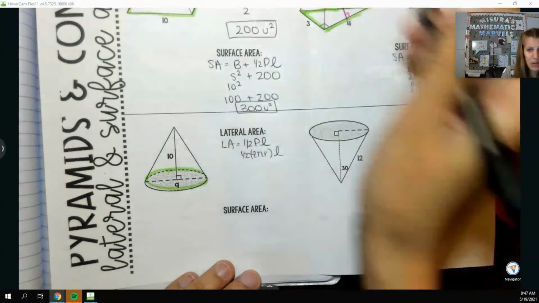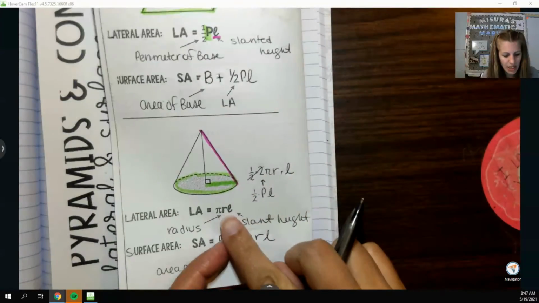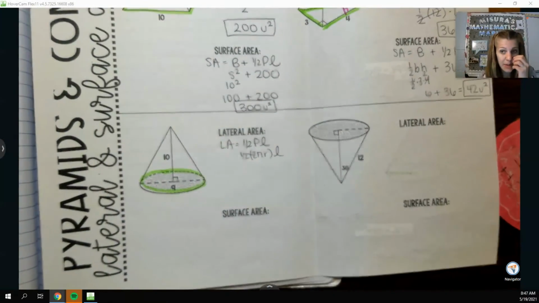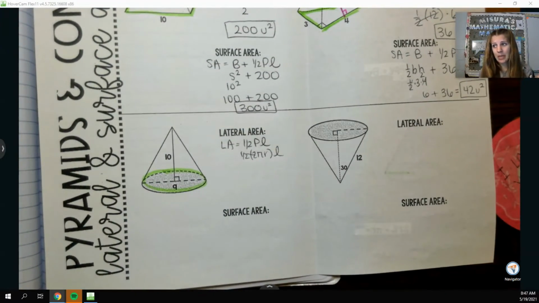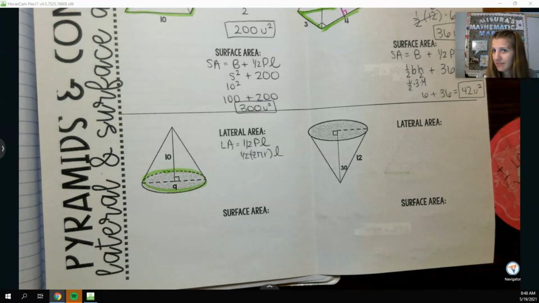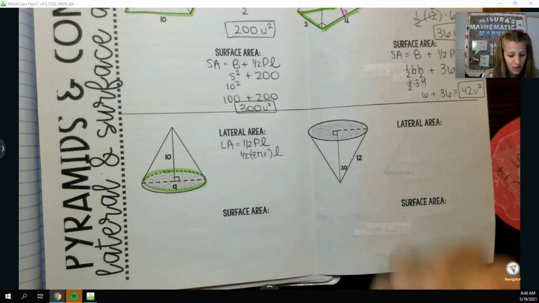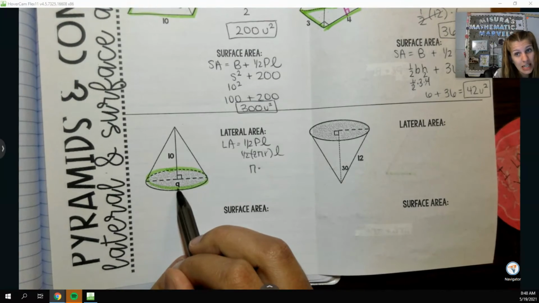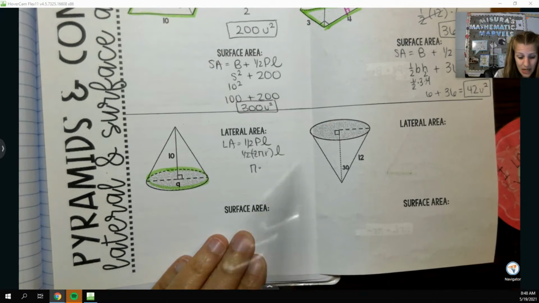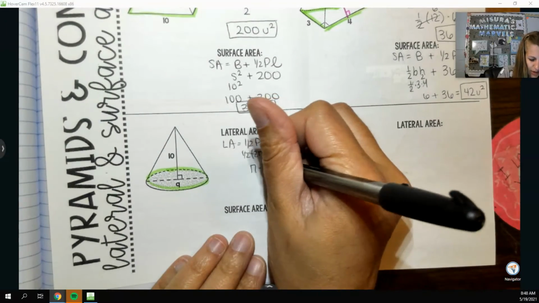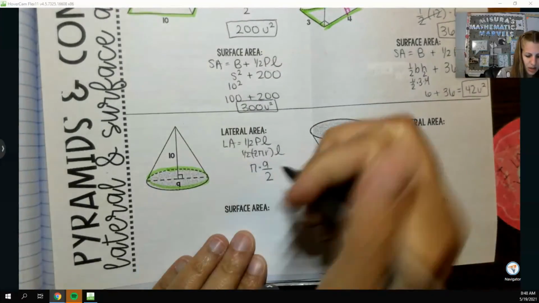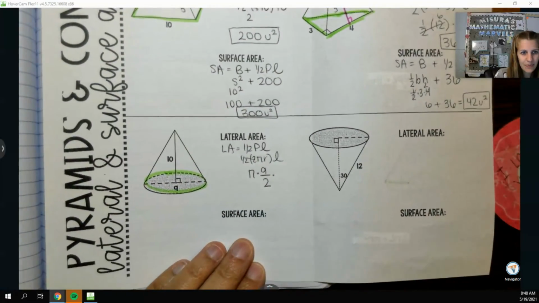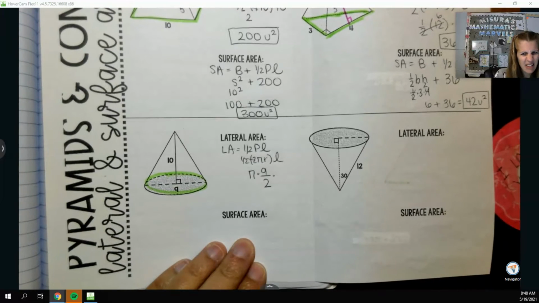I kind of just always remember this. Like, I know I wrote this other one on the front here, but in my brain, I don't want to have to remember 2 different formulas. I just want to remember the one and fill it in. So we got pi times the radius, which unfortunately 9 is not the radius. 9 is the diameter. So we're going to have to do 9 over 2, or half of 9, and then times the slanted height. Ugh, they also didn't give me that. Rude.